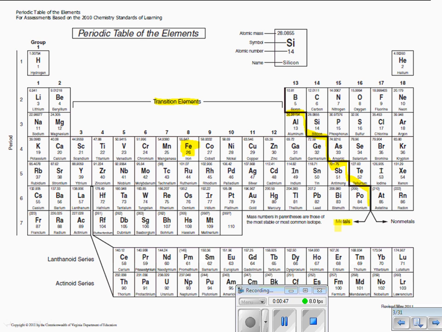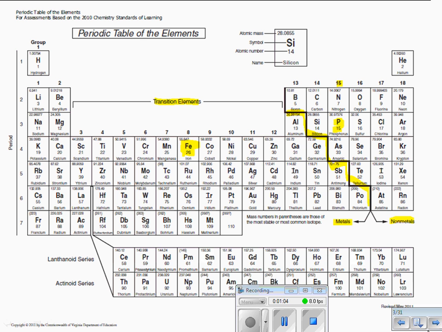And it is bonded to element number 15, phosphorus, and group 15, a nonmetal. So we know it's an ionic compound. Okay? We know it's an ionic compound. We know that it's a transition element.